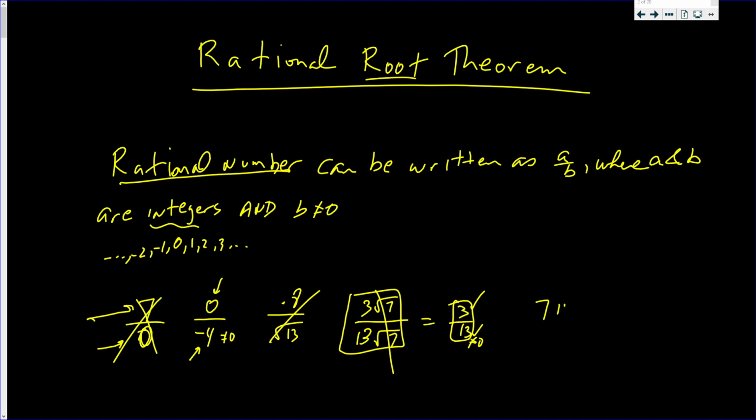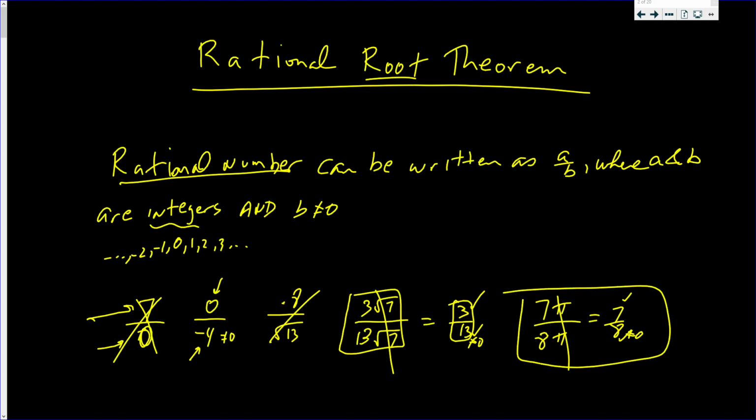If you have 7 times pi over 8 times pi, this is 7 over 8. The top's an integer, the bottom's an integer, the bottom is not 0. This is a rational number. This is a rational number. This number is not rational, not because of the 0.8, but because of the radical 13.